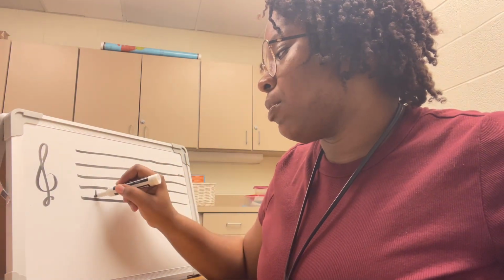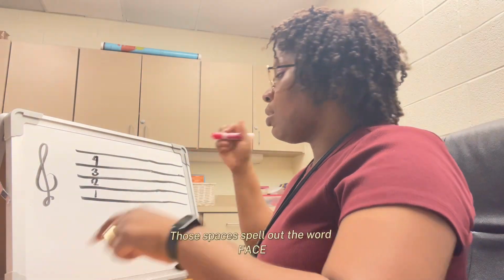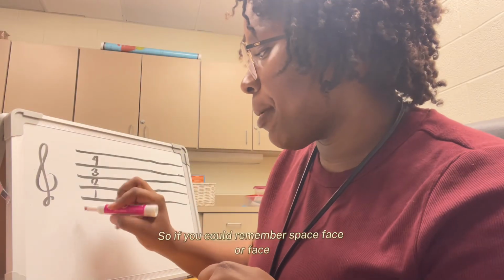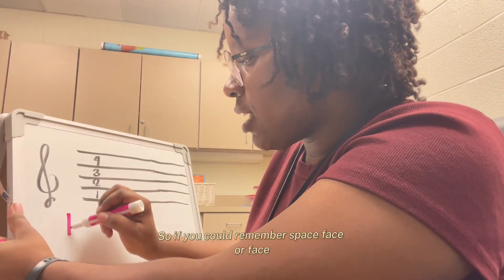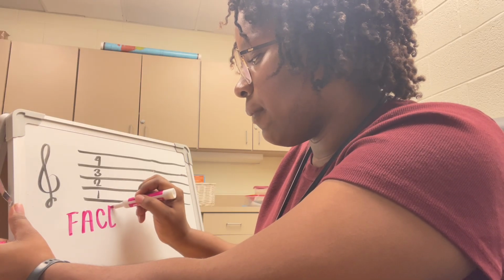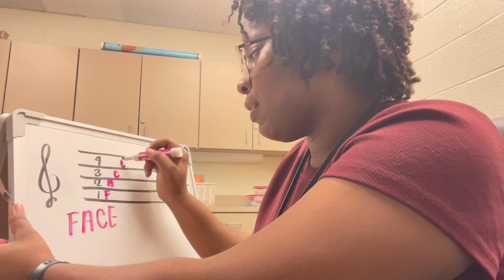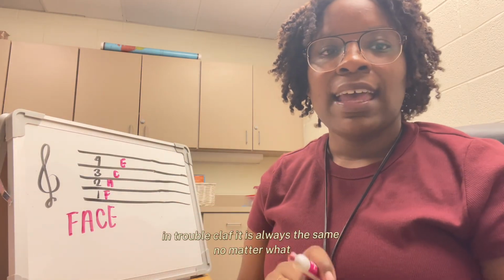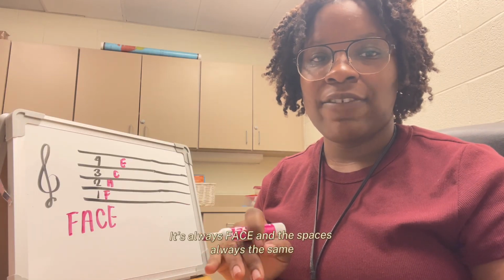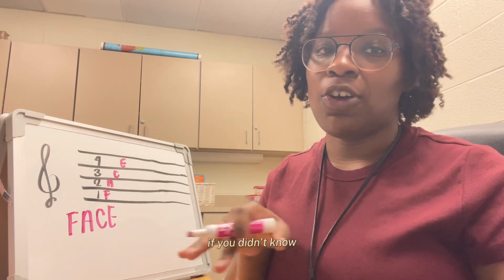You have 1, 2, 3, 4 spaces. And those spaces spell out the word face. So if you could remember space, face, or face that rhymes with space, F-A-C-E. Okay, F-A-C-E. In treble clef, it is always the same. No matter what, it's always F-A-C-E in the spaces. Always the same. If you didn't catch that.